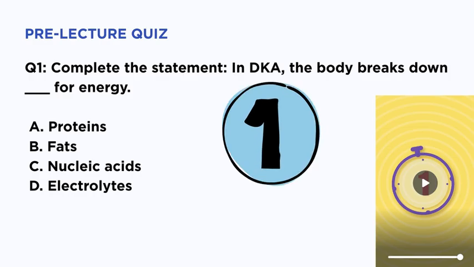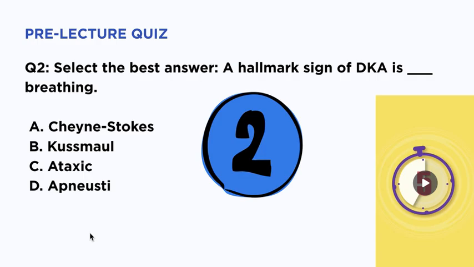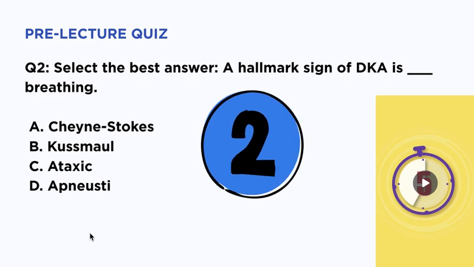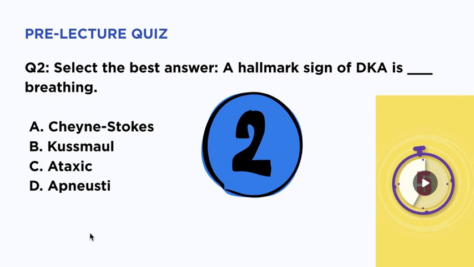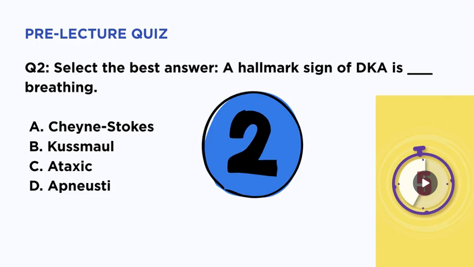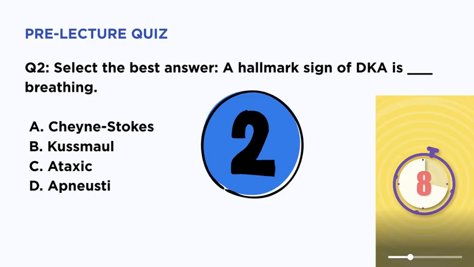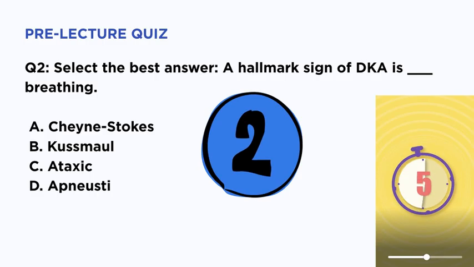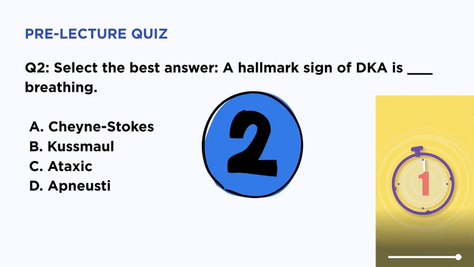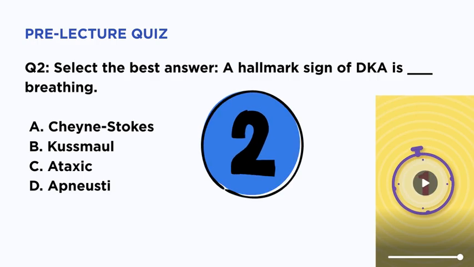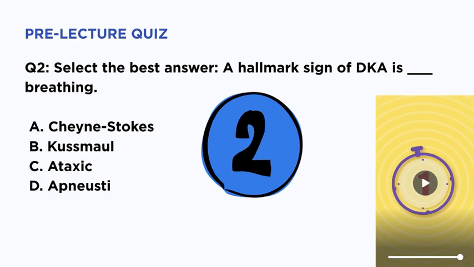Okay, so let's go to question number 2. Again, this is pre-lecture, and then I'm gonna break it down for you as simple as possible. Question number 2, select the best answer. A hallmark sign of DKA is blank breathing. At the end of the 10 seconds, I'm gonna give you the correct answer. So also remember this as you listen to or watch the video.